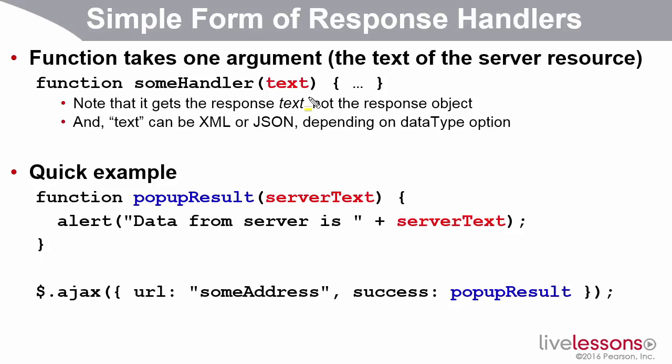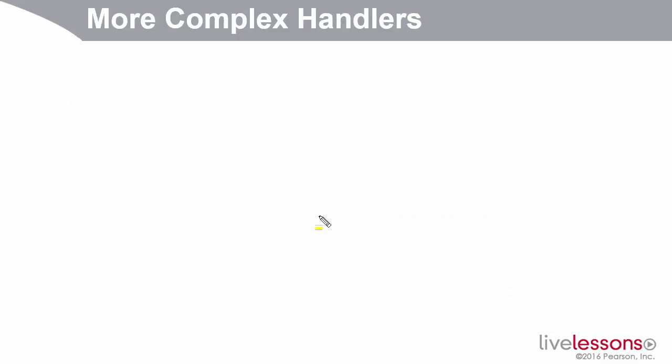So the example that we did interactively was something very similar to this. We made a function that took a single argument. We did something with that argument. And then when we called a success handler, we specified the function that we had just defined. And that's the simplest way, and that's the way you do it 95% of the time in real life. But there are some more complex options for response handlers.